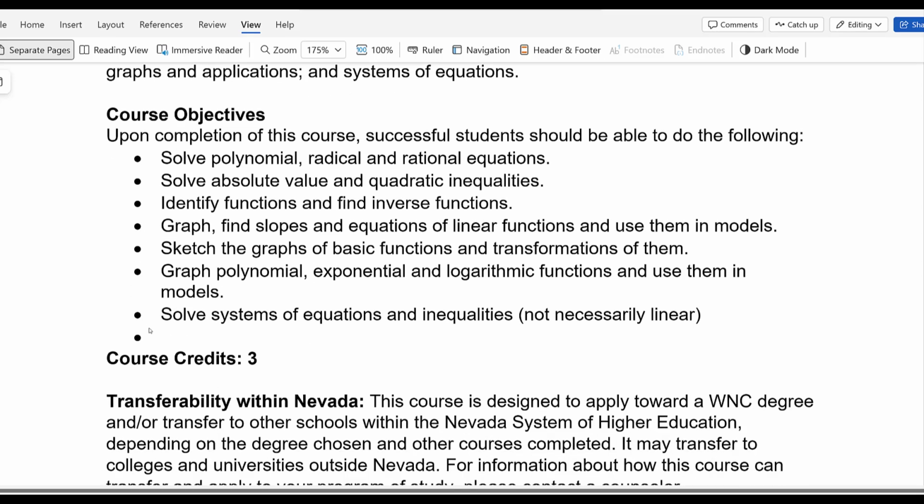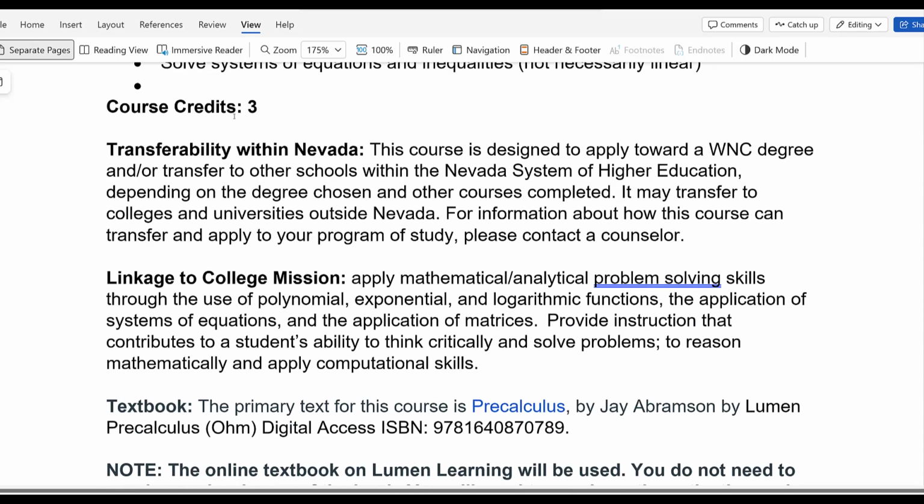Course objectives. Upon completion of this course, successful students should be able to do the following: solve polynomial, radical, and rational equations, solve absolute value and quadratic inequalities, identify functions and find inverse functions, graph, find slopes and equations of linear functions and then use them in models, sketch the graphs of basic functions and transformations of them, graph polynomial, exponential, and logarithmic functions, use them in models, and solve systems of equations and inequalities, not necessarily linear. So it's a 3-credit course.